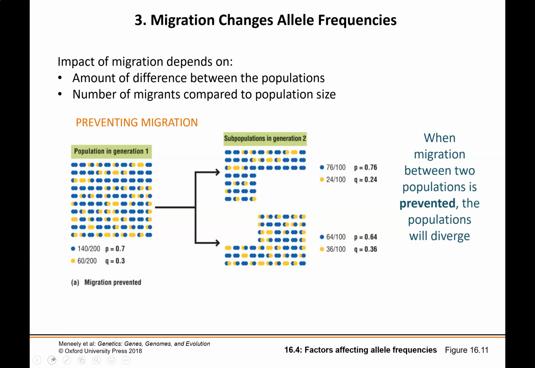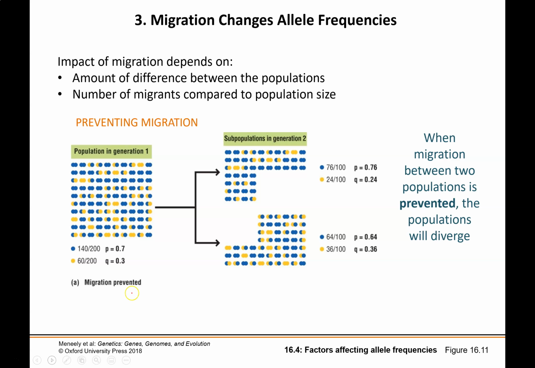Now, this migration can also be out. So if individuals leave the population, they're taking their alleles with them. They might leave at the same frequencies as they are in the population, or they might not. This is one of those where you can't really predict the direction of the change because it's sort of random which individuals are going to leave with respect to the allele that you are looking at.